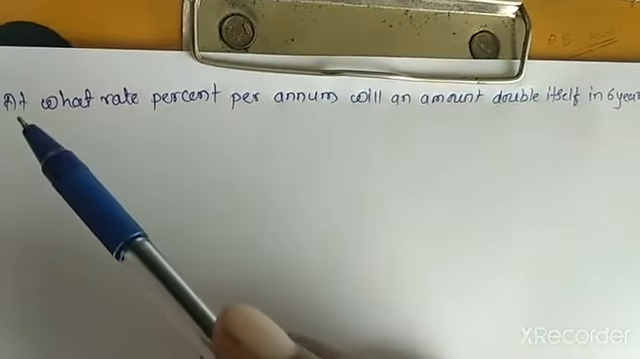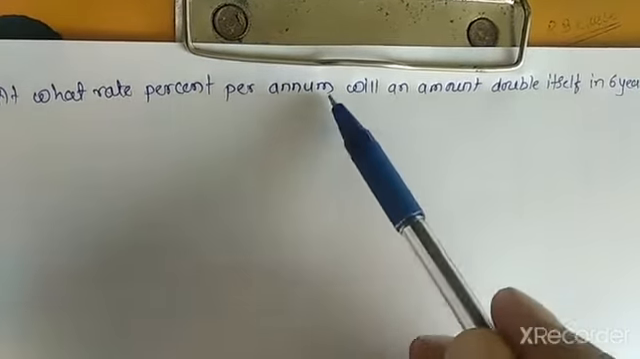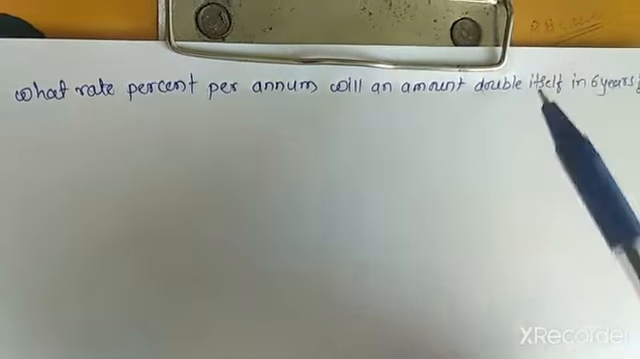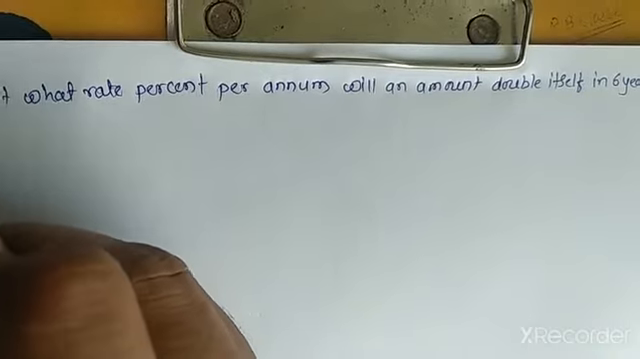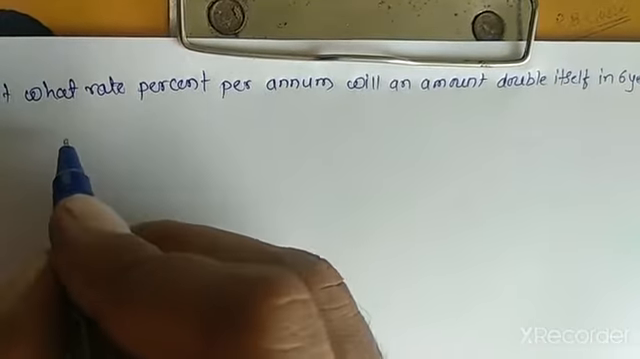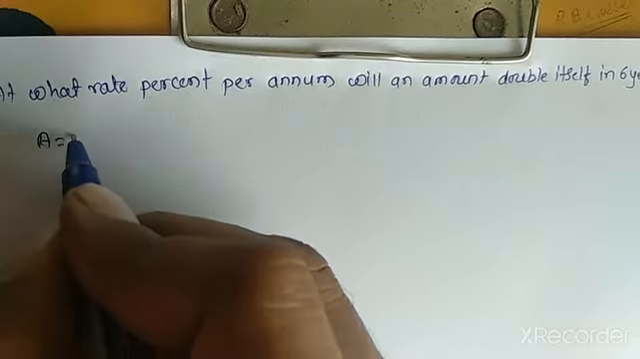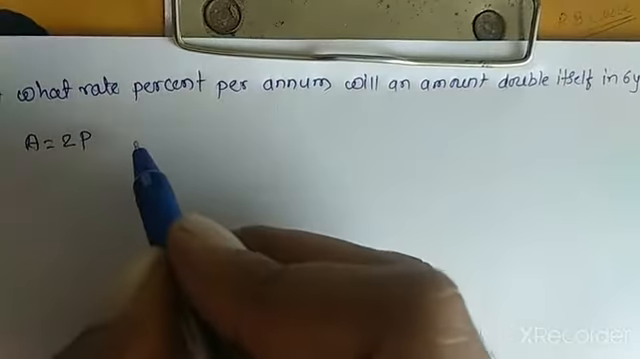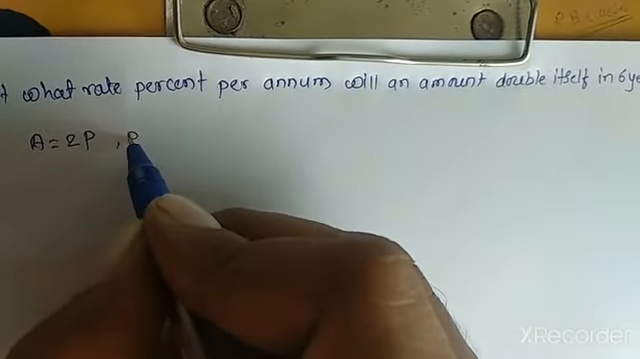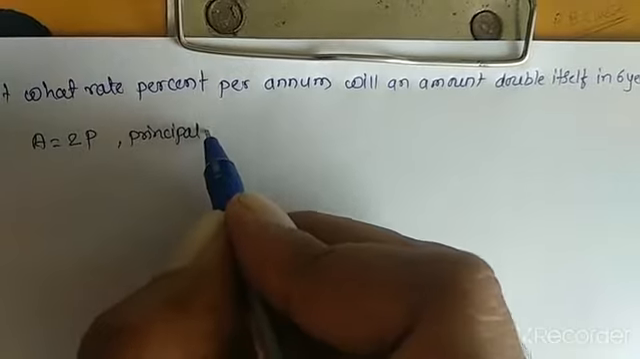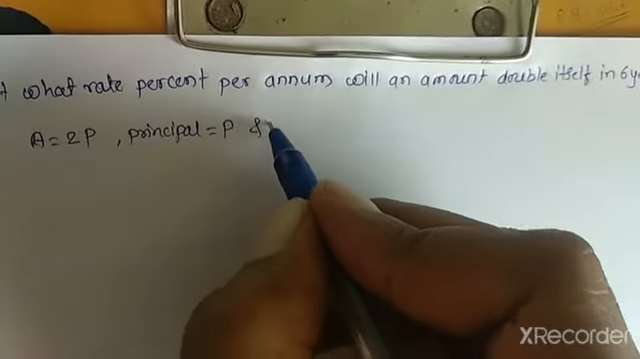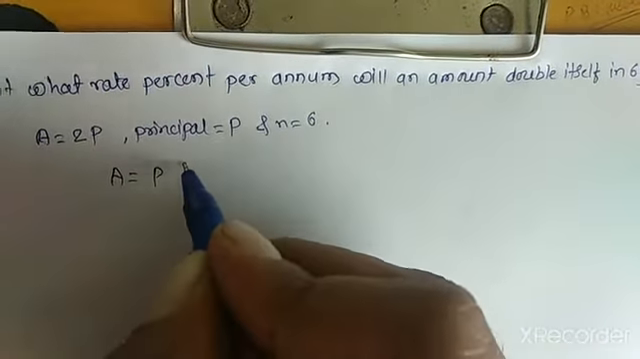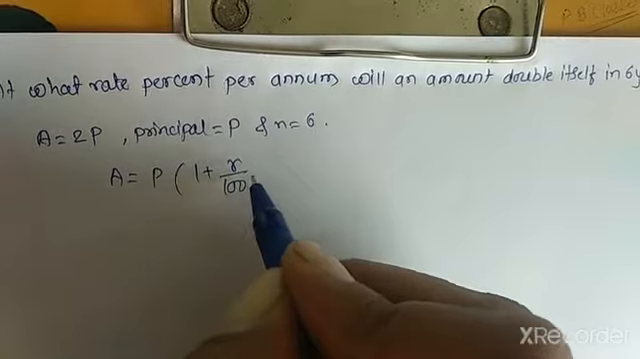Now consider the next example. At what rate percent per annum will an amount double itself in 6 years? Okay, so here the amount is given as twice P, because the amount doubles itself, and principal is equal to P itself and N is equal to 6. Okay, so we know the formula A is equal to P into bracket (1 plus R upon 100) raised to N.